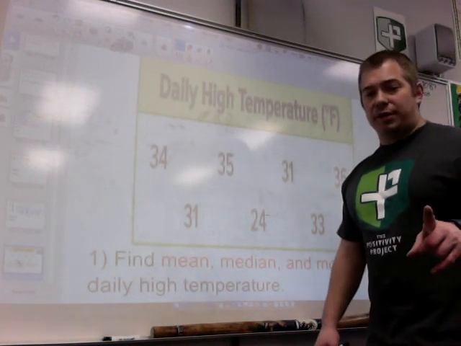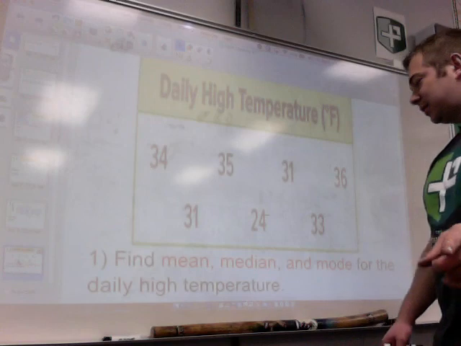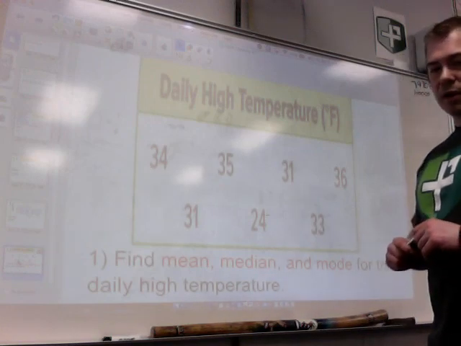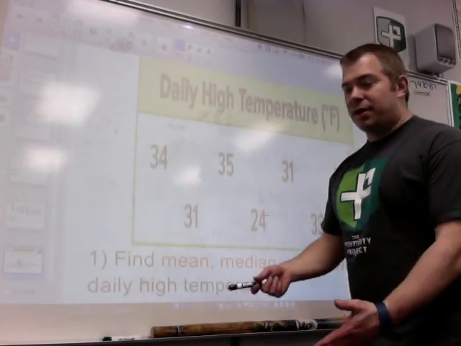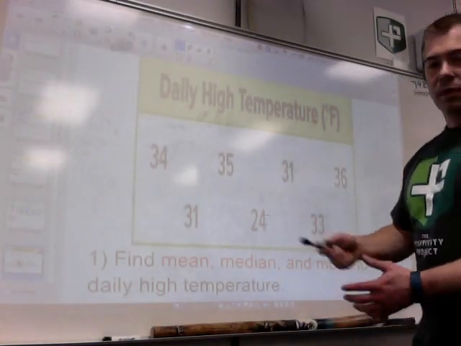Don't forget to do what? Make them go from least to greatest for the median and the mode. All right? And then the mean, you just add them up and divide them by 7. All right, good luck. See you soon.